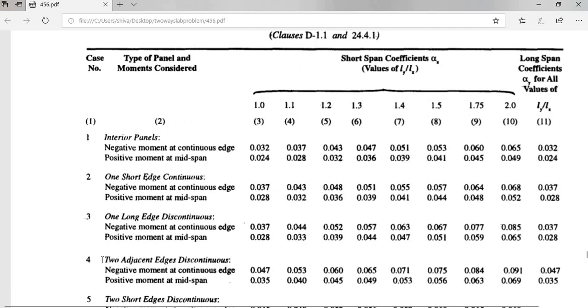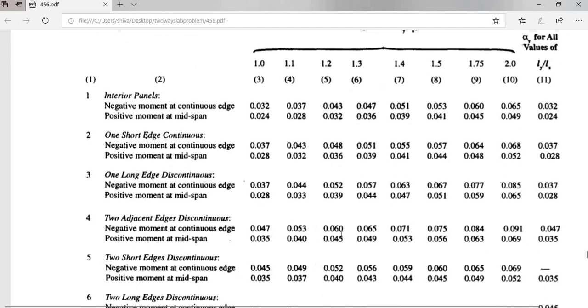Now for this slab panel, which belongs to this particular case, that means two adjacent edges discontinuous, we have short span coefficients for positive as well as negative for various values of Ly by Lx ratios, and only one value for positive and negative alpha y, which is a coefficient for the long span. To calculate these alpha x and alpha y, we need the Ly by Lx ratio, so that if we can get the Ly by Lx ratio, we can interpolate between the values to get our values of alpha x and alpha y.